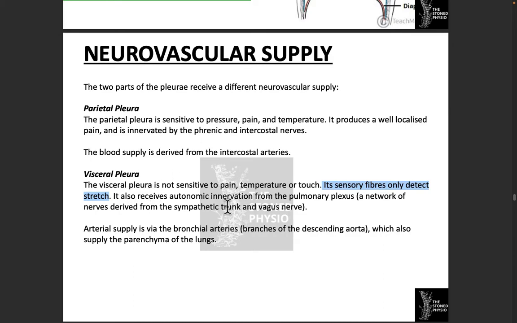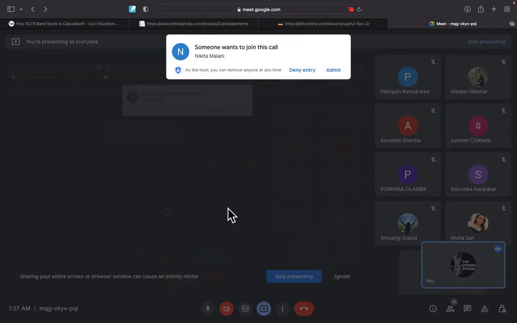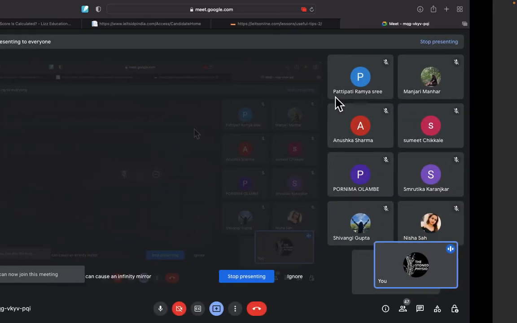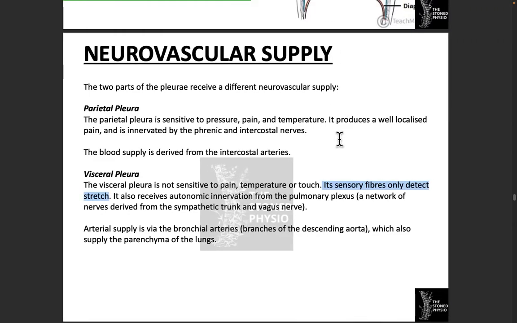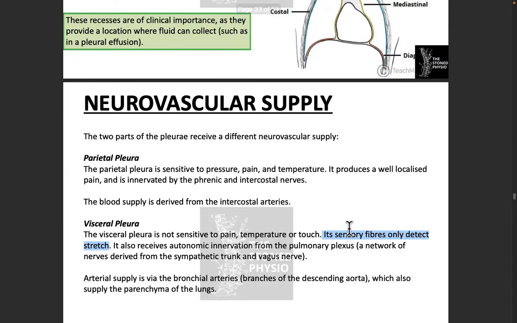But the visceral pleura is not pain sensitive, not temperature sensitive, not touch sensitive, but it is sensitive to stretch. If there is excessive stretch, the visceral pleura will respond. We will talk about why it responds to stretch, but right now we can see that the visceral pleura is only stretch sensitive.